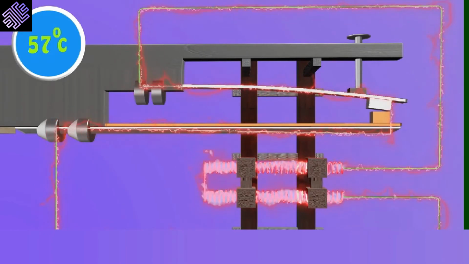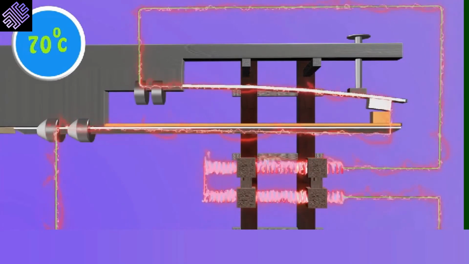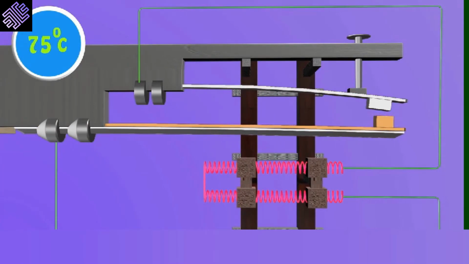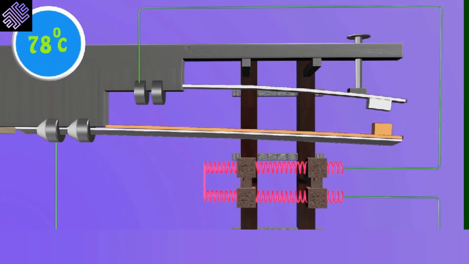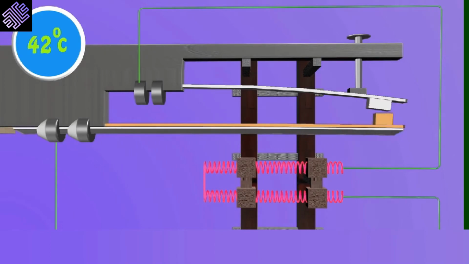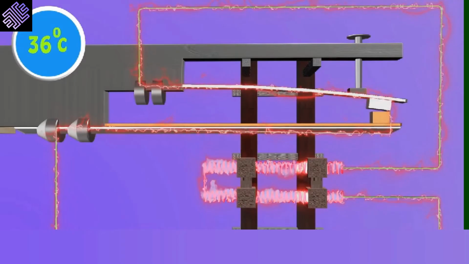Once the temperature has reached a certain limit, the bimetallic strip starts to bend away, breaking contact with the steel spring. This stops the current flowing in the circuit. As you can see, as the temperature drops, the bimetallic strip returns to its original position. At 36 degrees Celsius, the bimetallic strip contacts the steel spring and the current starts to flow again.